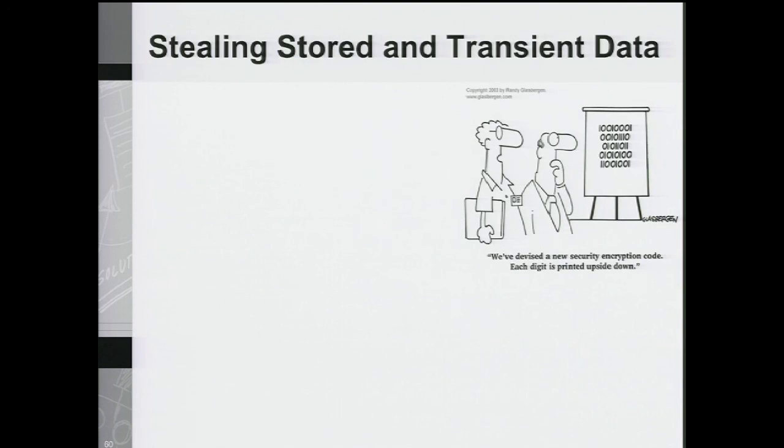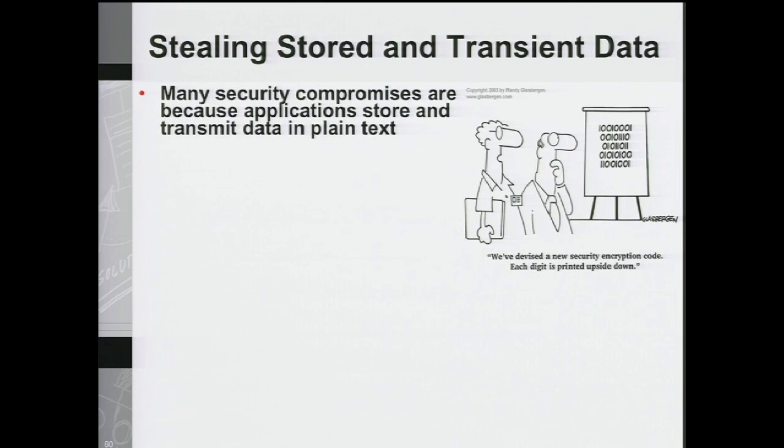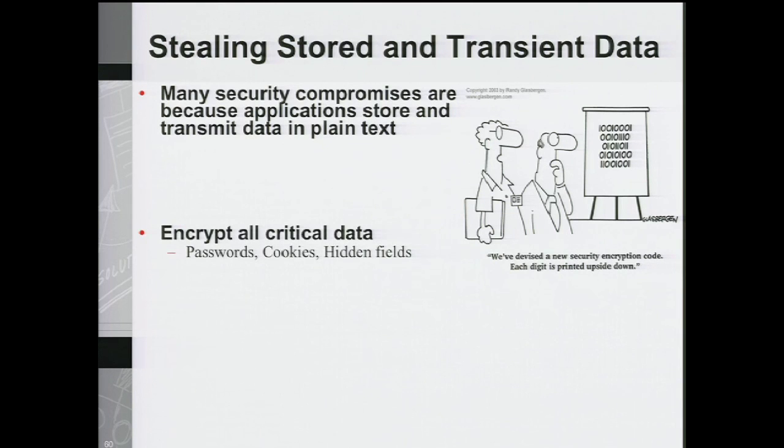So the first thing is stealing stored and transient data. Many security compromises are because applications store and transmit data in plain text. So really, the concept is you need to encrypt all critical data: passwords, cookies, hidden fields, whatever is important. Now, when I say encryption here, I'm saying it at a very high level. We need to understand the difference between encryption, which is two-way, versus hashing. So, for example, passwords, you want to hash.